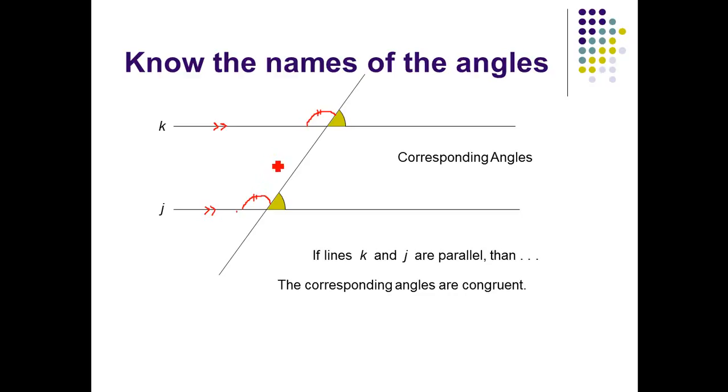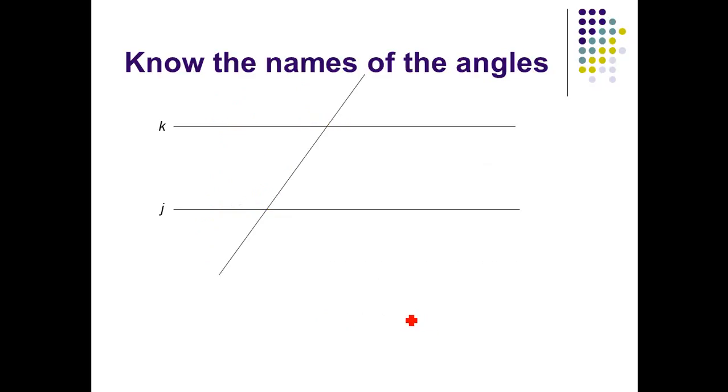So watch for the parallels, look for the symbols like this that indicate that two lines are parallel, and that does not mean those two lines are equal when they put this little notation on it. So shortcut notation: parallel lines, then corresponding angles are congruent.